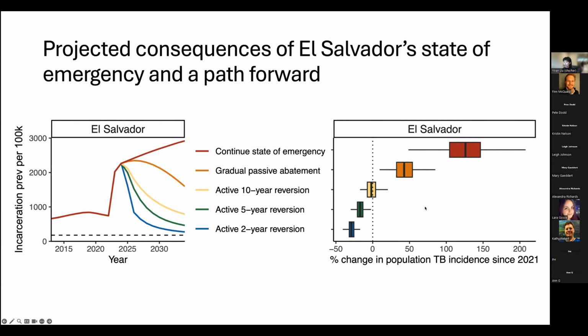And first, I'll just point out that we predict that if the state of emergency continues, we expect over 125% increase in population TB incidence by 2034 compared to pre-state of emergency. Alternatively, if we promptly cease the state of emergency and restore incarceration prevalence within 10 years, we can also restore population TB incidence to its pre-emergency level. And then, obviously, if we revert faster, we can also partially make up for the years of lost opportunity in TB progress in the country.